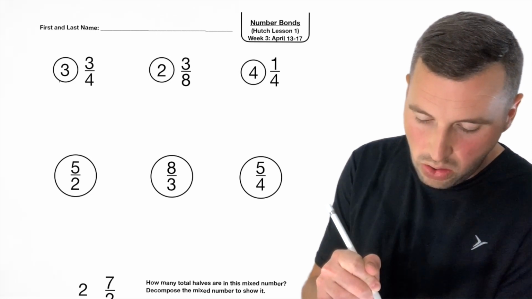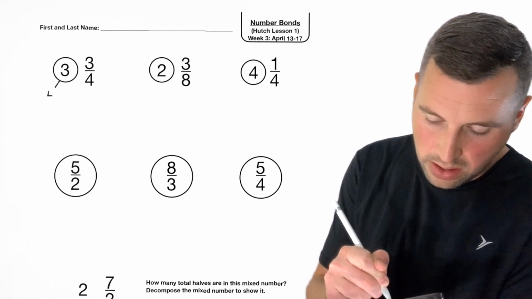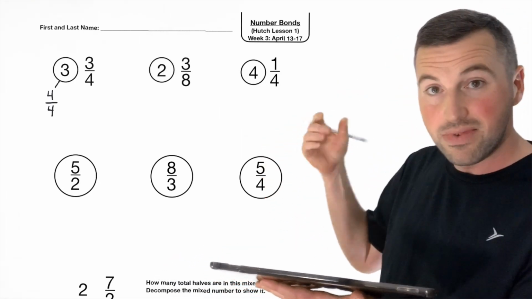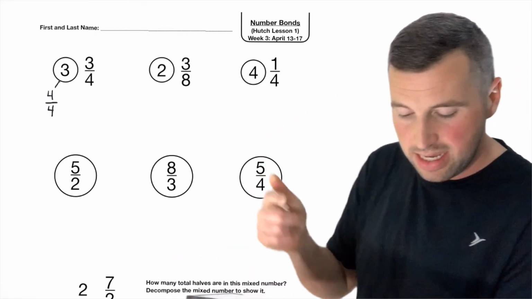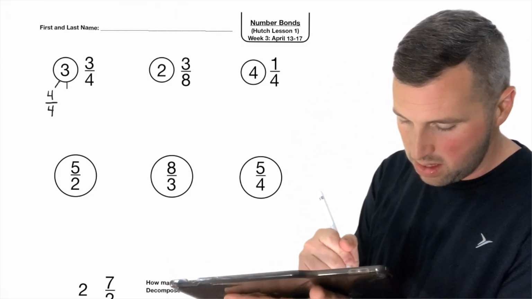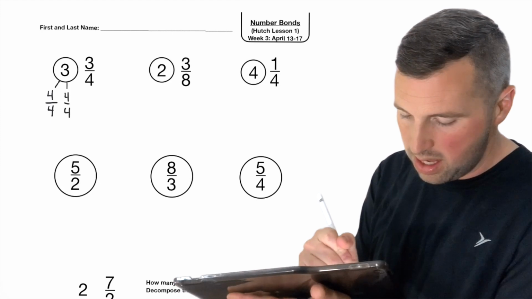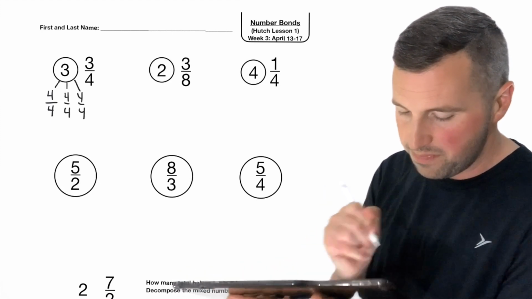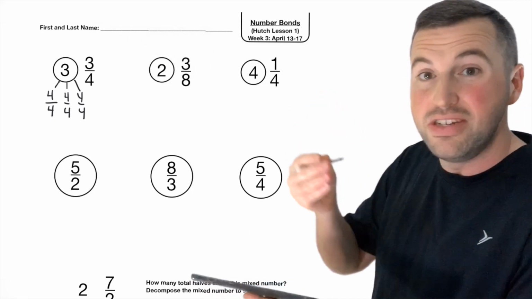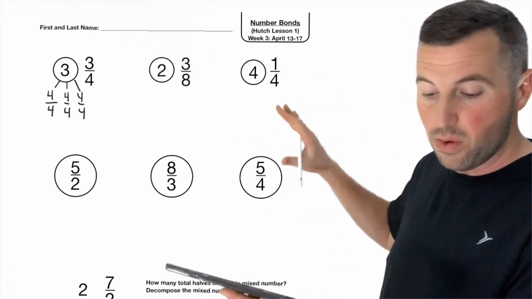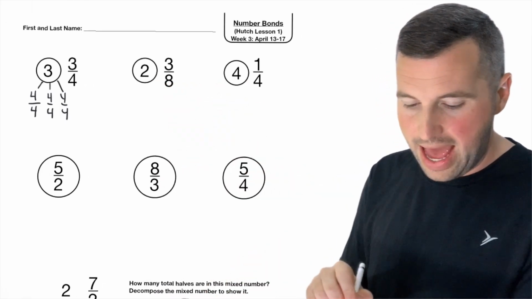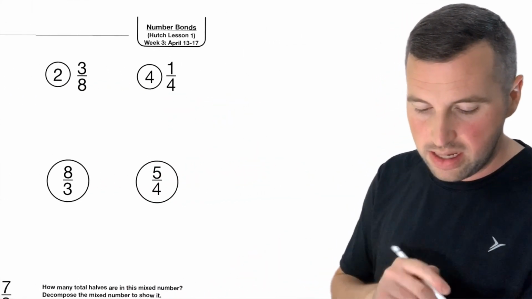So a whole is 4/4. So you're going to pull away a little line, okay? We're making a little bond, and you're going to show that 3 wholes is 4/4, 4/4, and 4/4. So that's what this fraction is if you decompose it or break it apart. 4/4, 4/4, 4/4, and 3/4. Okay, let's look at the next one.